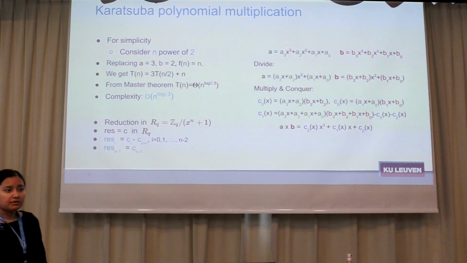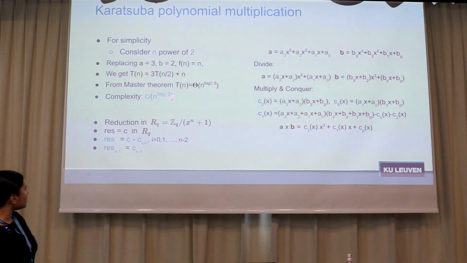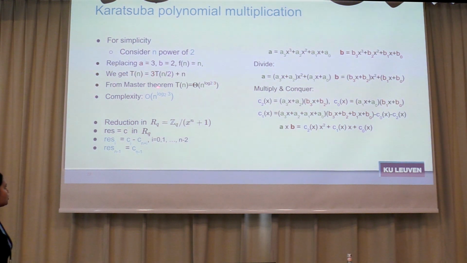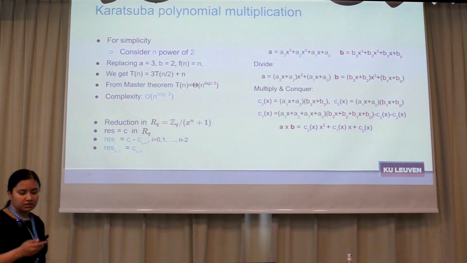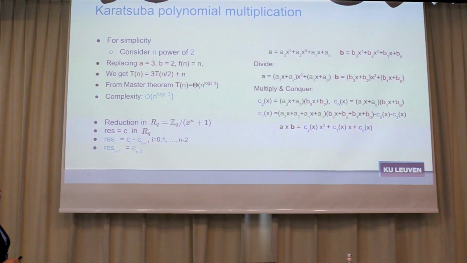If we apply this master theorem on that, then our complexity becomes like this, because we split 3 times. Basically, we have to do 3 multiplications, and our size is halved. So the complexity becomes order of n to the log base 2 of 3. And we still have to do this reduction part basically.